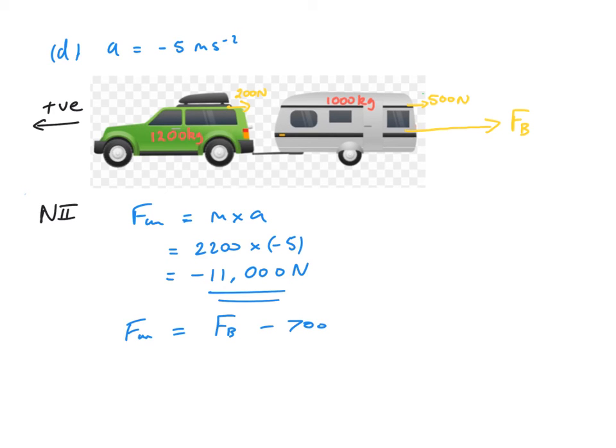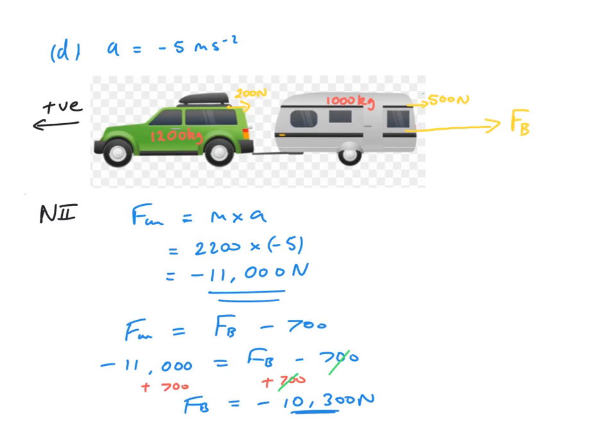Okay, and that should give us, so we've got minus 11,000. So basically now we need to add 700 to both sides, and that will give us the braking force. Swap the two sides, and that gives us minus 10,300 newtons. Okay, so that's your braking force, and of course it's a negative because it's acting to the right.